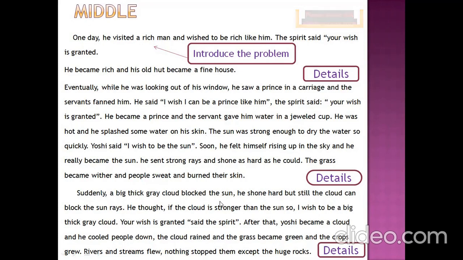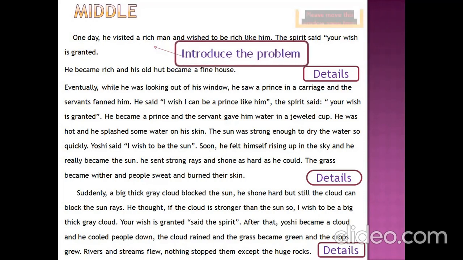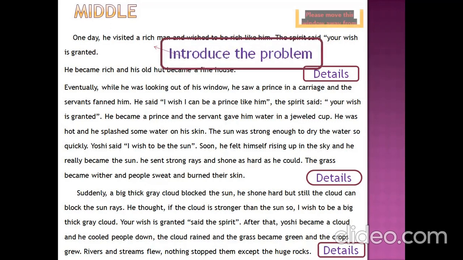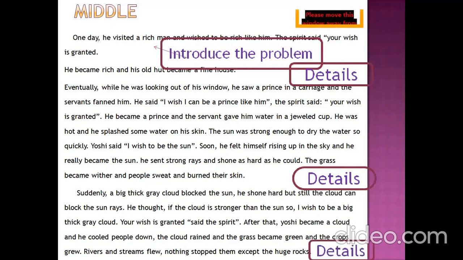Okay, so it's very important when you write the middle of your story to introduce the problem or the main event, to write details, details, and details. To make your details very strong, you need to use time order words and you need to use adjectives. Also, you need to write all the events of the story. They have to be connected to each other. They have to be connected to create something called the plot of the story.